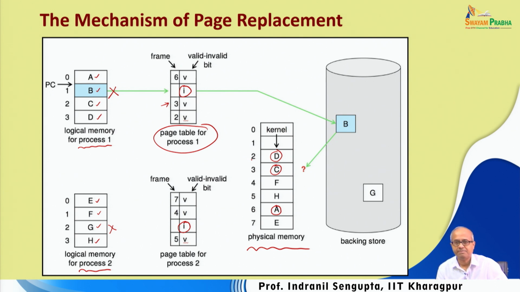Now, let us see, process 1 was executing, the program counter somehow is pointing to some memory location inside this page B. So, next time when you are trying to fetch an instruction, you are trying to access page B, and when you access the page table you find that the bit is invalid. So, this will result in a page fault interrupt. So, what will the page fault handler do? It will go to the secondary storage and it will try to locate where this page B is located in secondary memory.